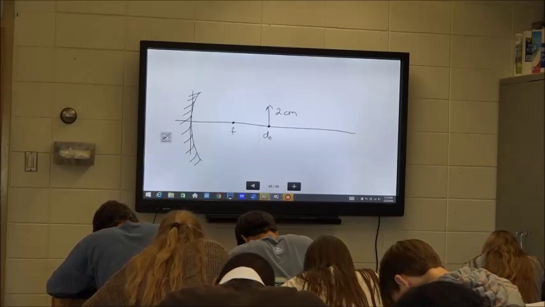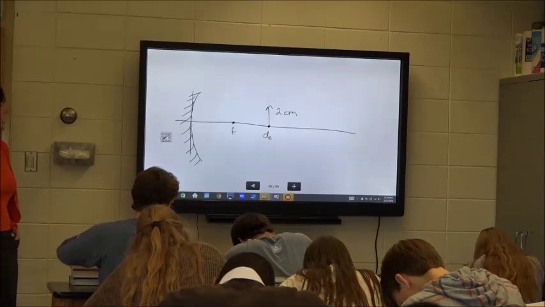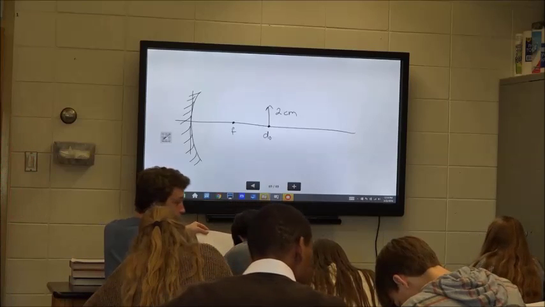When you get this done, check with your partner. Make sure everybody's pictures look pretty much the same and pretty much like what I have on the board. Mine's not to scale, obviously.